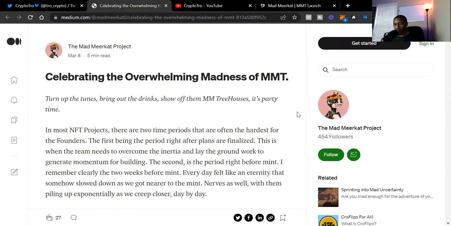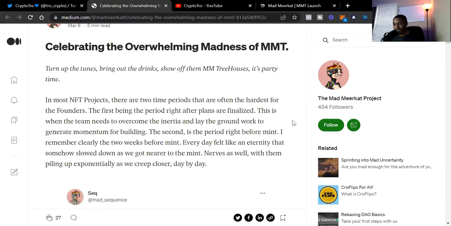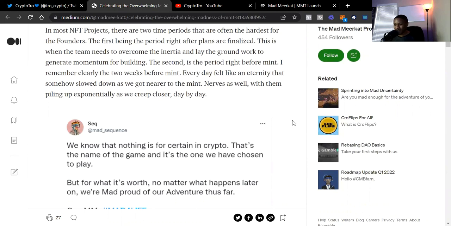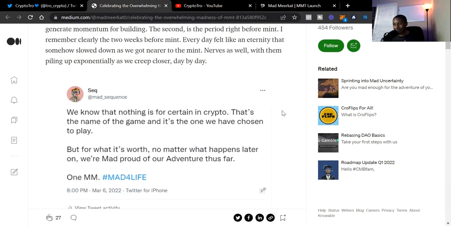So, celebrating the overwhelming madness of MMT. This article is on Medium. You can go to the Mad Meerkat treehouse or the Mad Meerkat NFT Twitter page to read this entire article. Really, I just want to go over some of the stats, man, that happened during this, because the Cronos blockchain did shut down, and I was very much pissed. I ain't gonna lie to y'all. I was there when the sale went off.